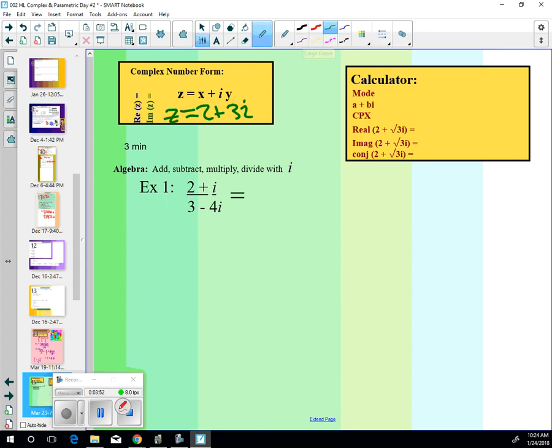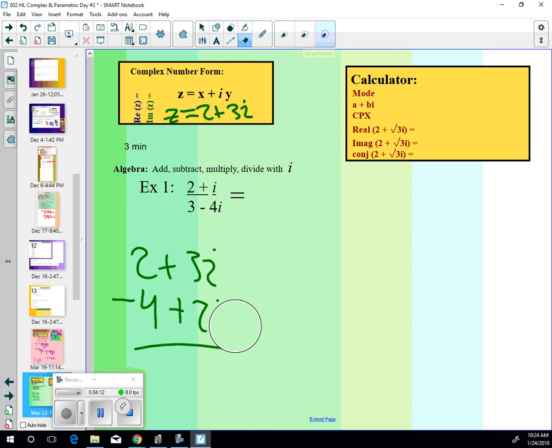Let's go to adding and subtracting. So how about 2 plus 3i, and you're going to add 4 minus 2i. How hard is that? Easy. You get 6 plus i. Can you subtract? Absolutely, no problem. Can you multiply those?